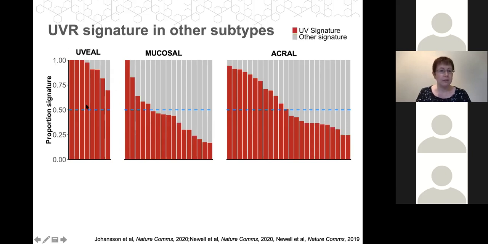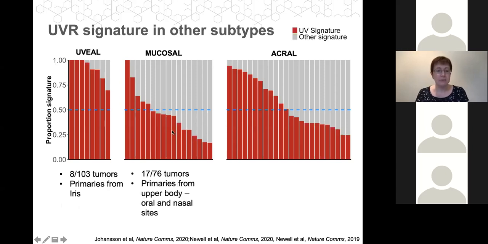So in uveal melanoma, we see that there are 8 tumours with a greater than 50% contribution of ultraviolet radiation signature, and this is due to the fact that these are all primaries from the iris. So the iris is towards the front of the eye, and so more exposed to the sun. For mucosal melanoma, there are 17 patients with the UV signature, though it is less of a contribution in most of the tumours. And the primaries here are again from sites that are somewhat more exposed to the sun, so the oral and nasal sites.